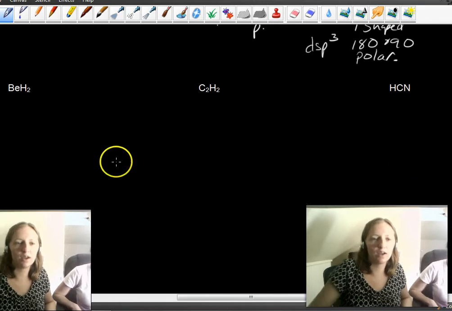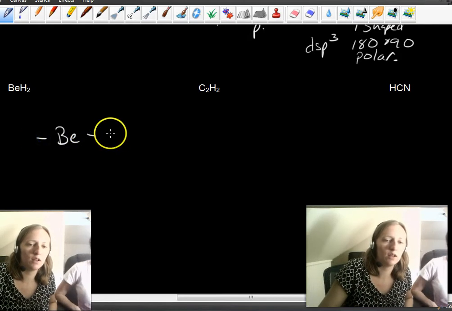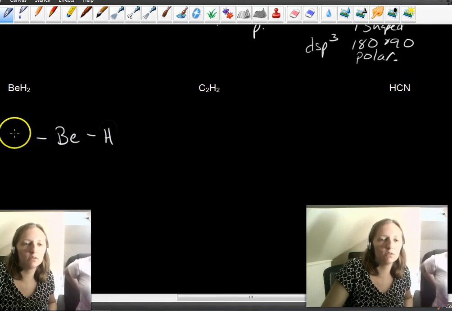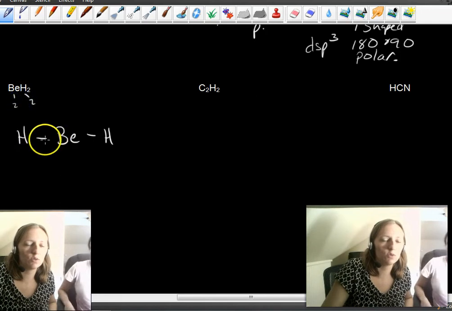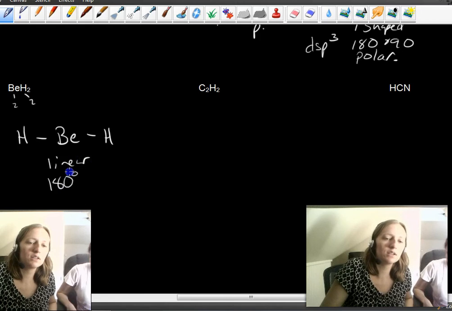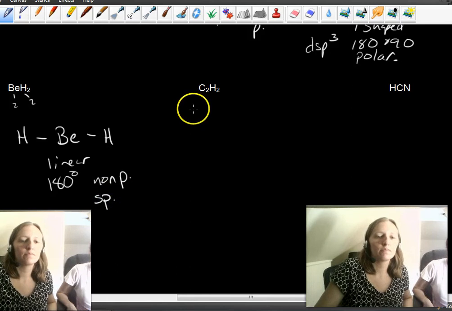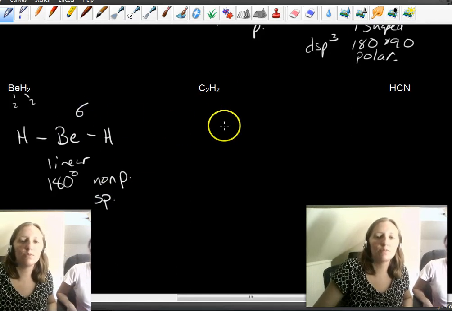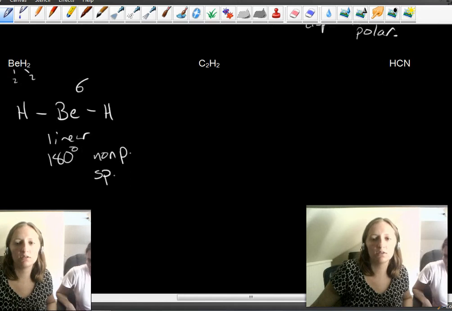And here we have beryllium dihydride. Beryllium is another one that can be a low electron molecule, because he's got 2 and he's got 2, so 1, 2, 3, 4. That's linear. That one's easy. 180 degrees and nonpolar and SP. Oh, and they're all sigma bonds. Thank you. Do I have any pi bonds yet? I don't. Maybe I will.